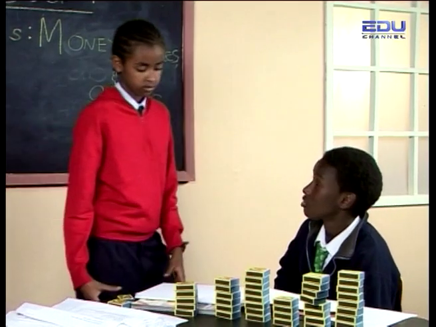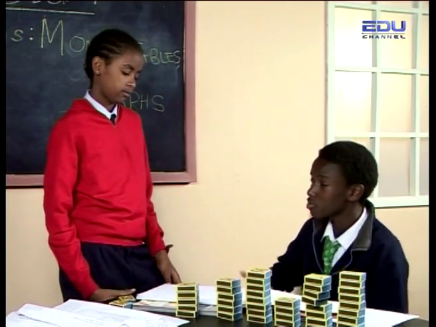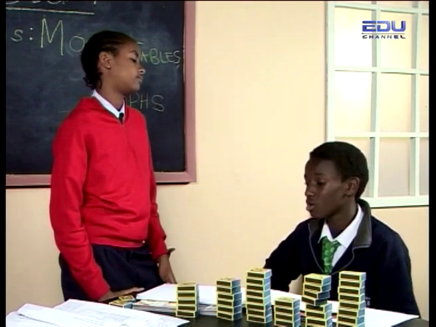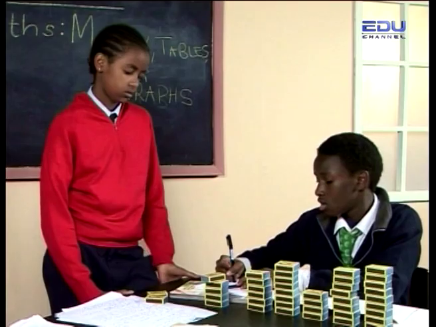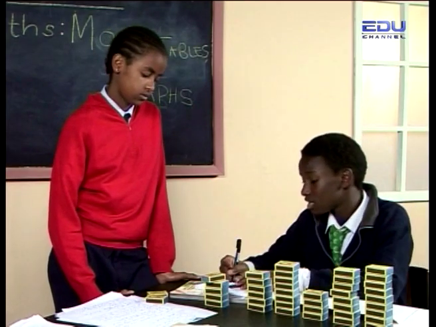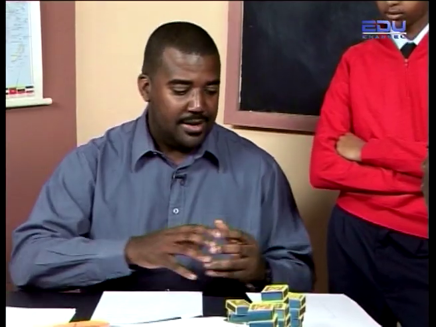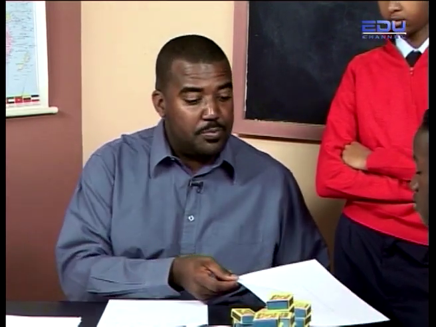Which means it's not an appropriate scale. For it to fit on the paper, it needs to have an appropriate scale. I suggest we use 1 centimeter to represent 100 tons. There we go. This scale works well. Now, we can represent the data as a bar graph. That's right. You have chosen a suitable scale to represent data. Now you can go ahead and draw a bar graph to represent data.